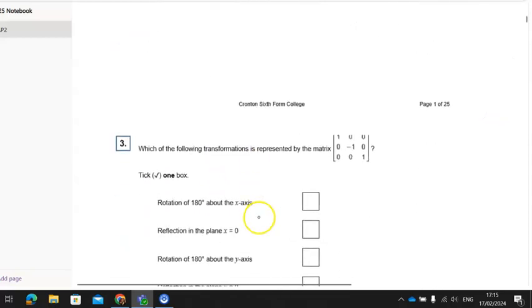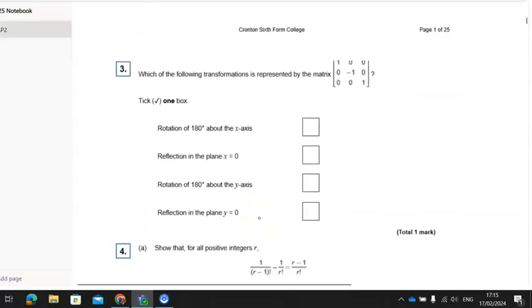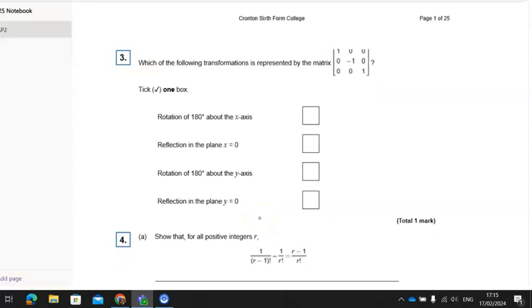Number 3. Which of the following transformations is represented by the matrix? It doesn't do anything to your x values, it doesn't do anything to the z values, but the y values go from positive to negative. So that means that we are reflecting in the plane y equals 0. Those y values are going from positive to negative.